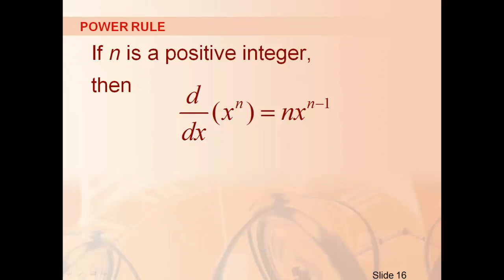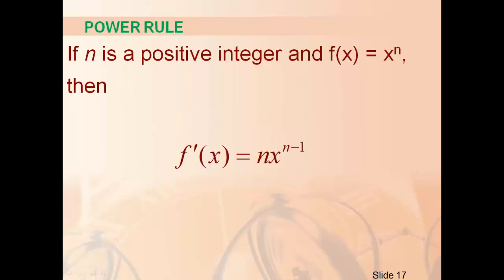And this gives us the power rule. If n is a positive integer, then the derivative of x to the n is nx to the n minus 1. So now henceforward, whenever you see a function x to the n, this is how you're going to take its derivative.